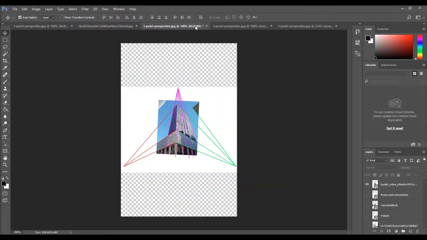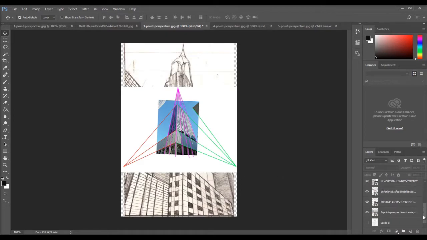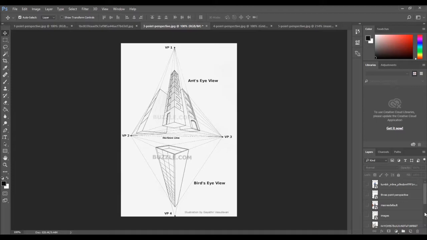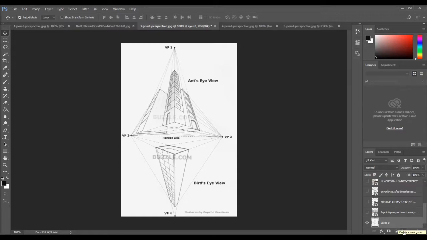Now we come to 3 point perspective. So what is 3 point perspective? If we come here, and one second, if we uncheck all these, okay, 3 point perspective. So a 3-point perspective drawing is usually an exaggerated form of illustration. This perspective drawing has 3 vanishing points. You can see here vanishing point 1 in the sky, vanishing point 2 on the horizon line, and vanishing point 3 on the horizon line. So it is called 3-point perspective.